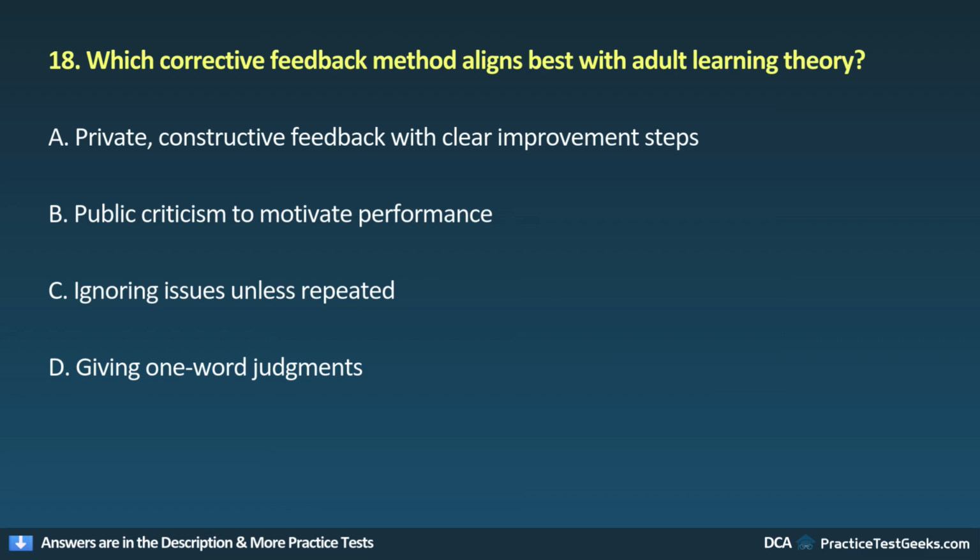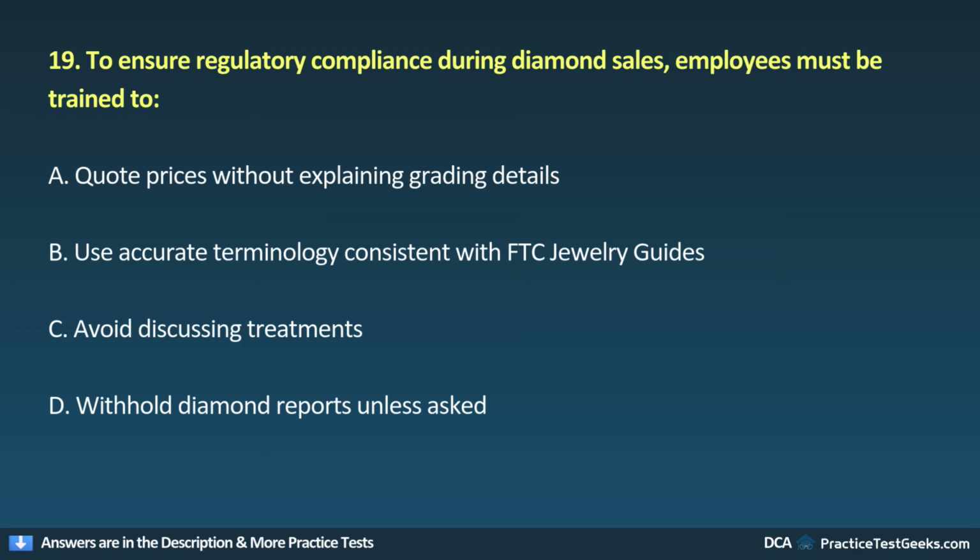18. Which corrective feedback method aligns best with adult learning theory? A. Private, constructive feedback with clear improvement steps. B. Public criticism to motivate performance. C. Ignoring issues unless repeated. D. Giving one-word judgments.